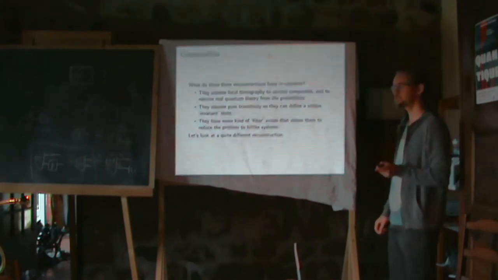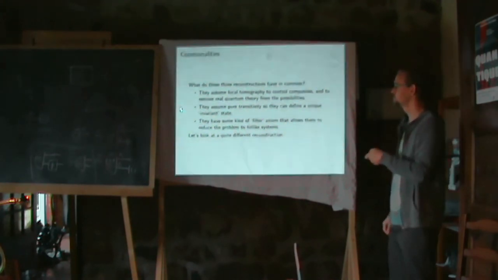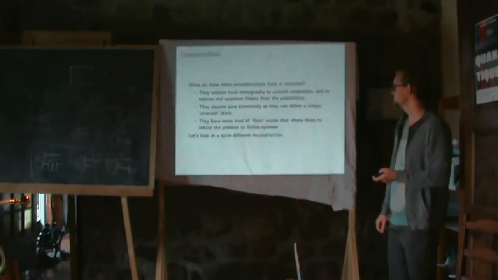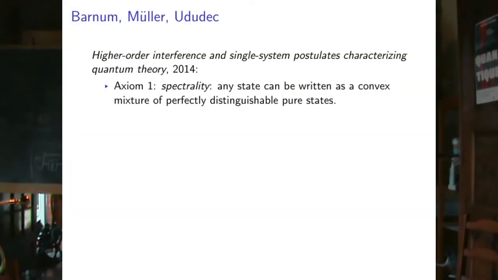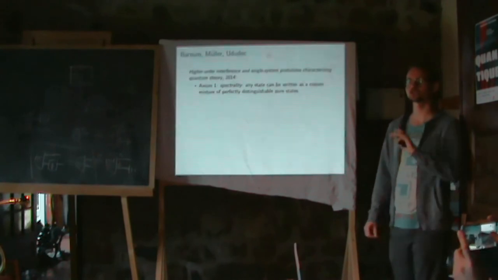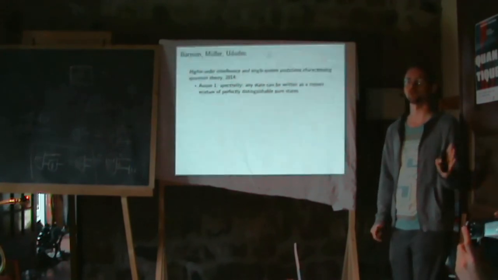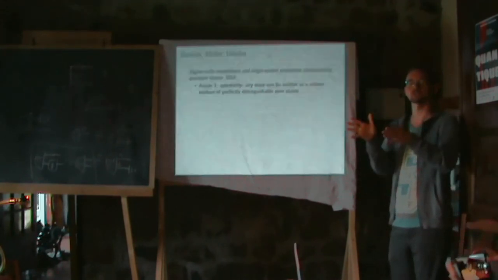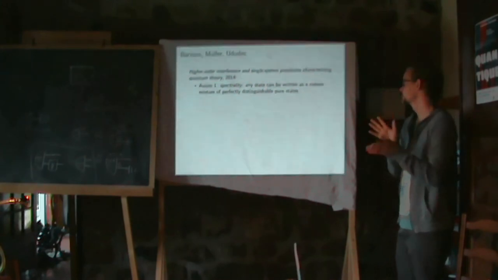Okay, so I want to look at quite a different reconstruction that does this in a different manner. This paper, "Higher-Order Interference: A Single System Postulates Characterization of Quantum Theory." Single system postulates here means that they're not assuming there are any composite systems at all. They're only considering a single system in isolation; all properties refer to a single system.